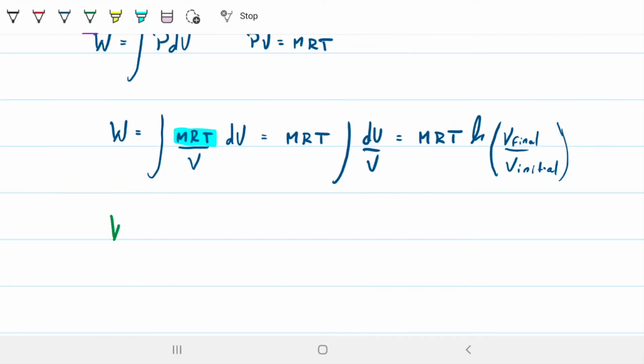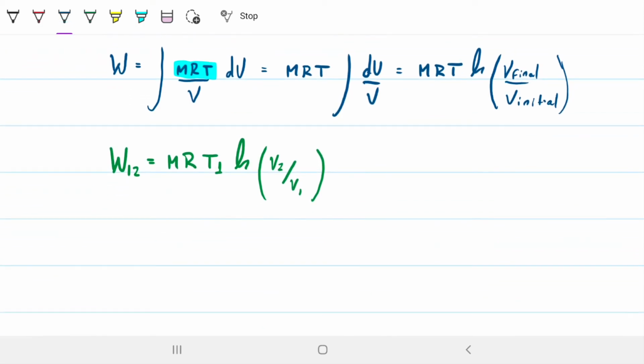So work from 1 to 2 will be mass R T1 or T2, doesn't matter, same thing, natural log of V2 over V1. And likewise, let's do blue, from 3 to 4, same thing, right? Mass R, this time T3 or T4, same thing, natural log of V4, the final one, divided by V3, which is my initial one.